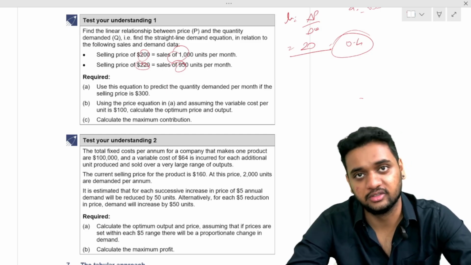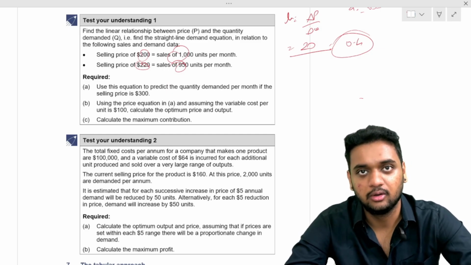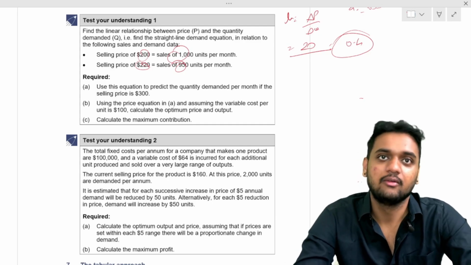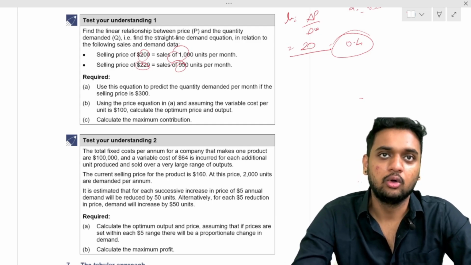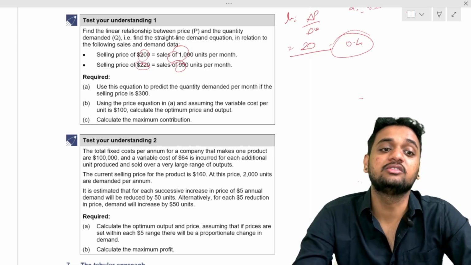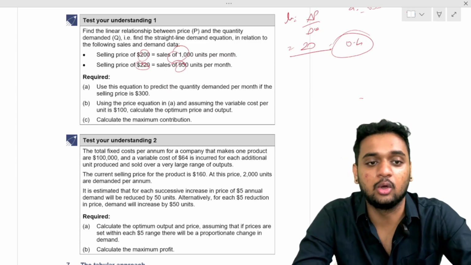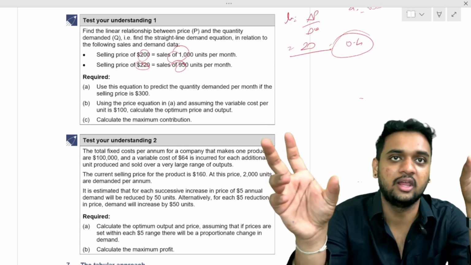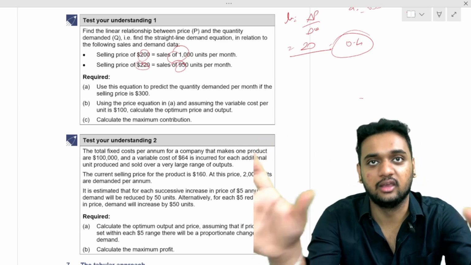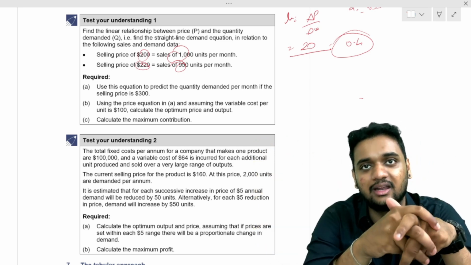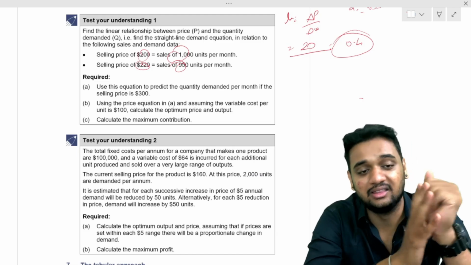Always, before going to the question, first find the equation. To find the equation, we need to find A and B. Substitute B in any of the first two equations given to us in the question. At a selling price of 200,000 units, take that price and quantity, or take 220 and 950, anything. Take that and find A. First do that for all the questions and then proceed to the question.